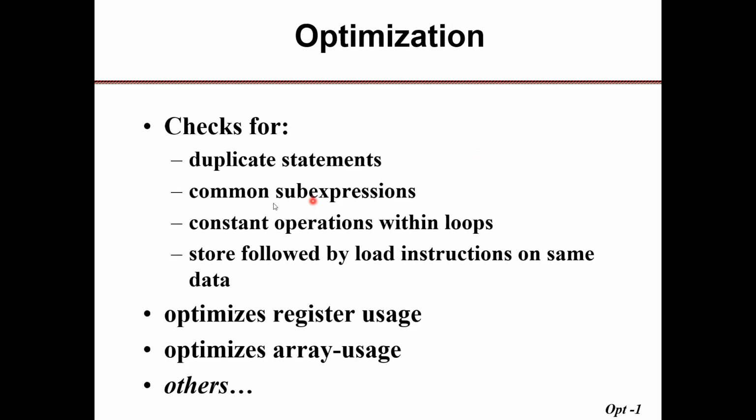So that's the common sub-expressions. Constant operations within loops, same type of thing. We identify those constants and we go ahead and set it to whatever register we're using it in, or maybe if we can reorder the evaluation of the expressions so that we can save ourselves from having to do a store and a read again and still get the correct answer, then the compiler can do that during the optimization phase.